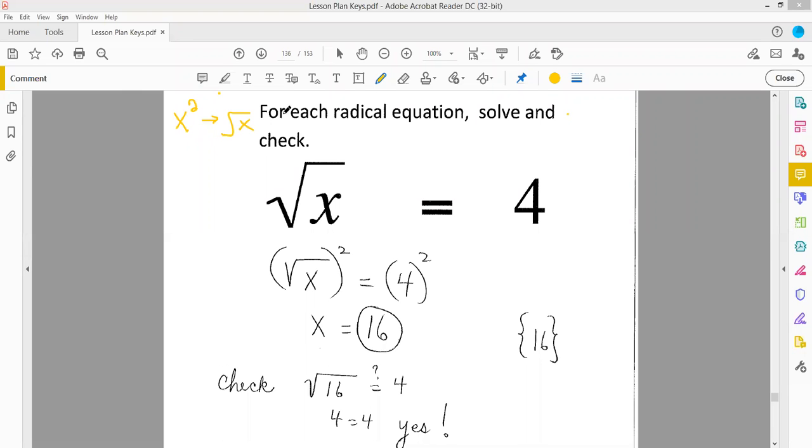All right, everyone. This video will cover notes from section 7.6. And 7.6 deals with radical equations. We'll be solving radical equations.